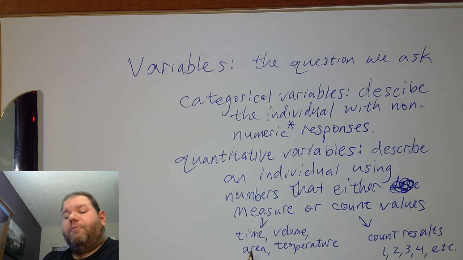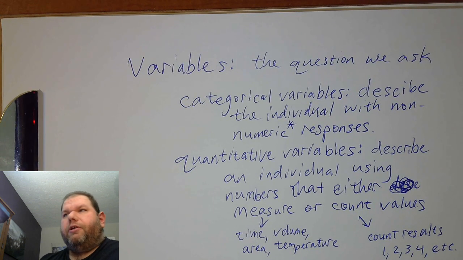Okay, we measure the amount of time it takes to complete a task, or the volume of water in whatever bottle we're drinking out of right now, or a cup or something, or the size of the area that I'm working with on my desk here versus each of you, or the temperature in the rooms that each of us are in. So all of those things are measured.